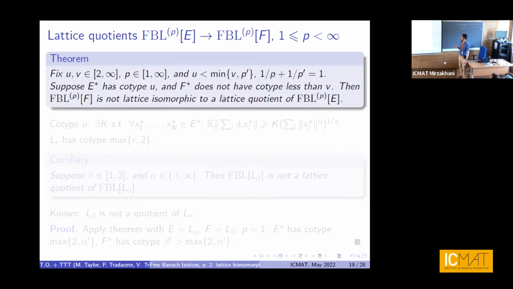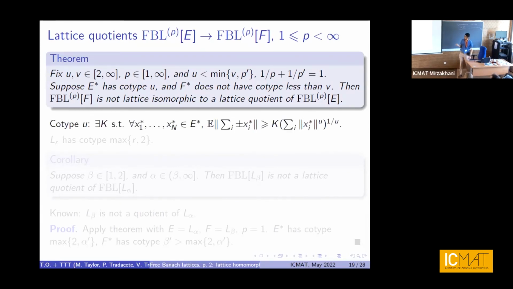So here is the theorem. Let's say we have two numbers, u and v, between 2 and infinity. The index p is between 1 and infinity. Then let's say we have this kind of conditions on u, v, and p prime. Let's suppose that E star has cotype u, and F star doesn't have cotype less than v. In this situation, the p-free Banach lattice on F is not going to be a lattice quotient of the free Banach lattice on E.